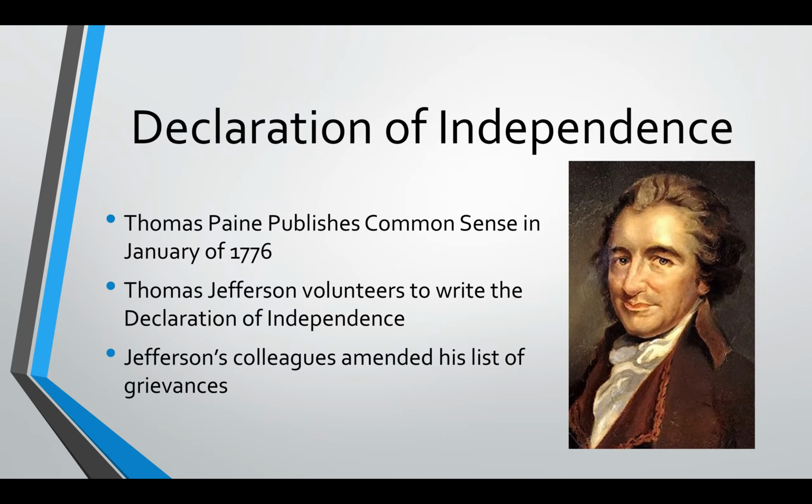In January of 1776, Thomas Paine published Common Sense, an argument for separation from Great Britain. Around this time, Jefferson volunteered to write the Declaration of Independence. Once completed, Jefferson's colleagues amended his list of grievances, including striking an indictment of Great Britain for introducing slavery to the colonies from the original document.